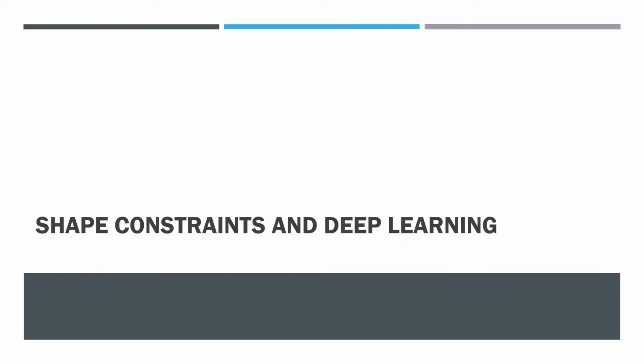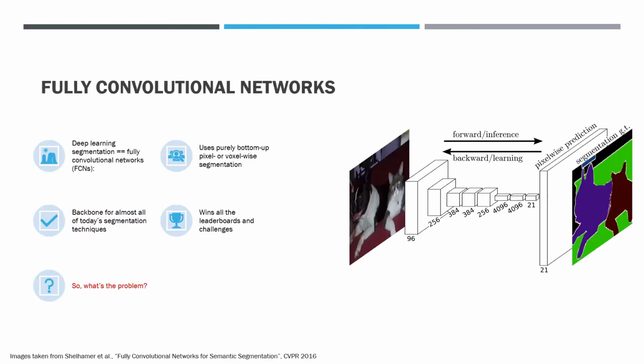Okay, so what I tried to give you here was a short survey of how anatomical constraints were incorporated prior to deep learning. Let's now talk about what's being done in the deep learning era. First of all, we obviously have to talk about fully convolutional networks. I don't think it's an exaggeration to say that when we think about deep learning segmentation, we basically think about fully convolutional networks. These approaches are essentially the backbone for almost all leading approaches today.